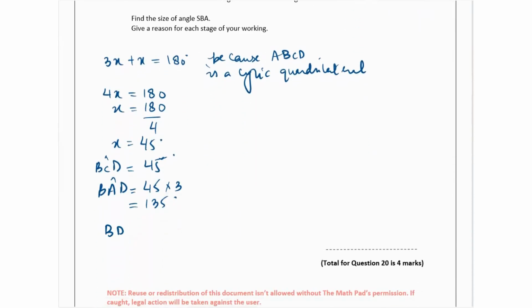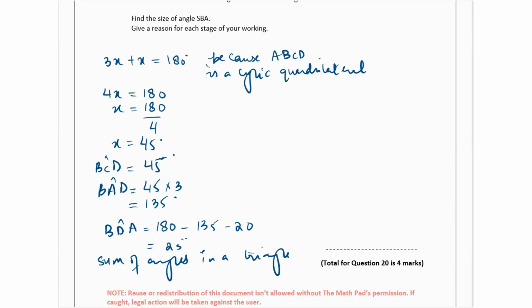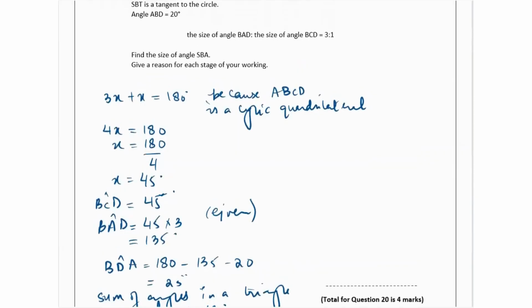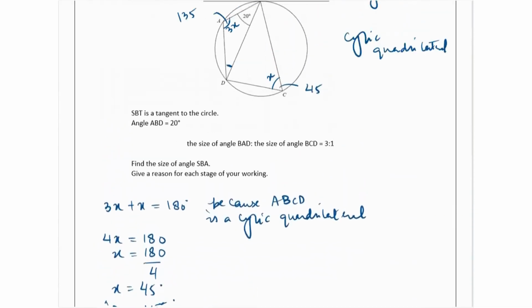So BDA would be 180 minus 135 minus 20, which is going to give us 25. So the sum of angles in a triangle equal to 180 degrees. That's the reason for this step. This one was given. Then, so that's 25.